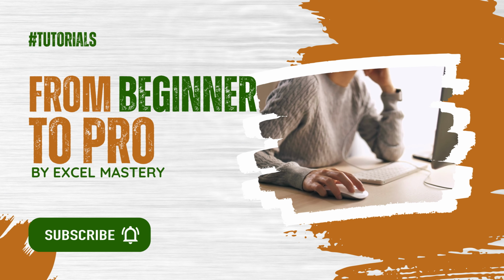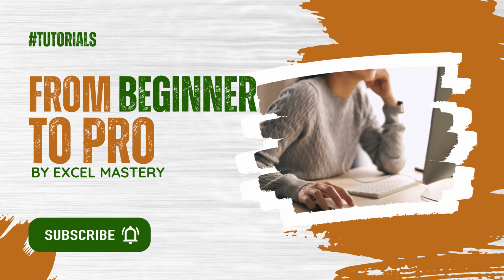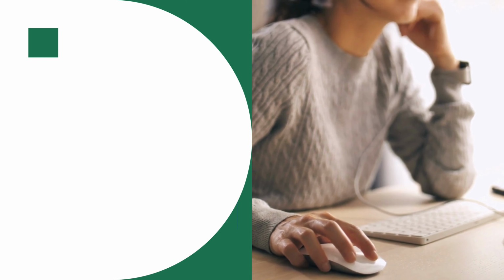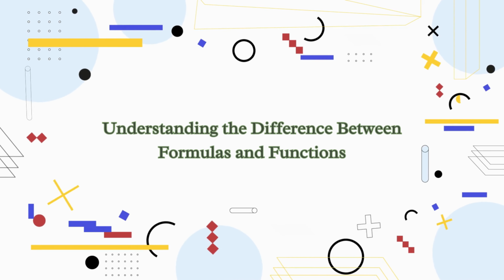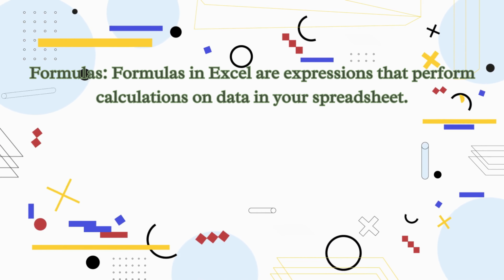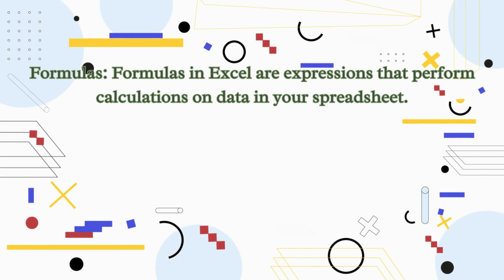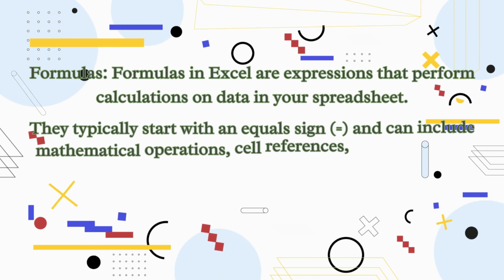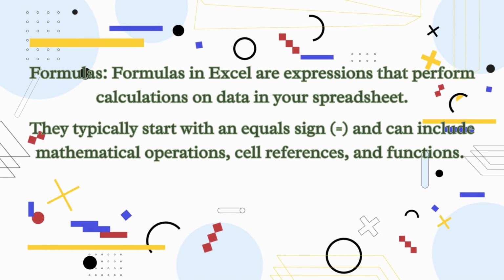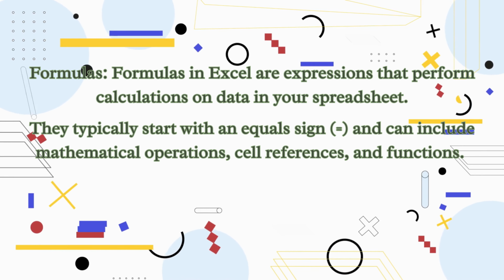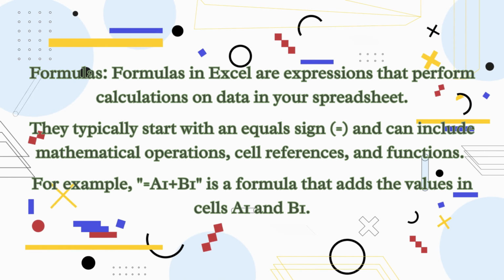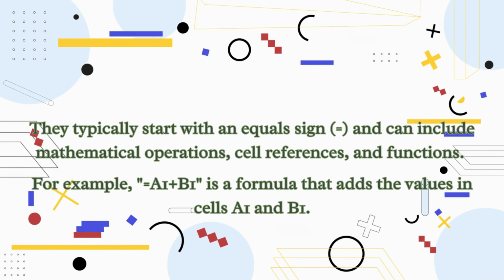Chapter 3, Working with Formulas and Functions. Tutorial 3.1, Introduction to Formulas and Functions. Understanding the difference between formulas and functions. Formulas. Formulas in Excel are expressions that perform calculations on data in your spreadsheet. They typically start with an equals sign and can include mathematical operations, cell references, and functions. For example, =A1+B1 is a formula that adds the values in cells A1 and B1.